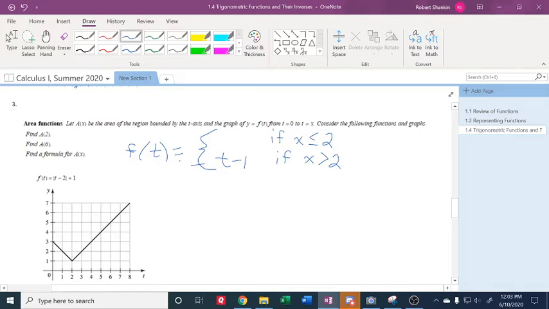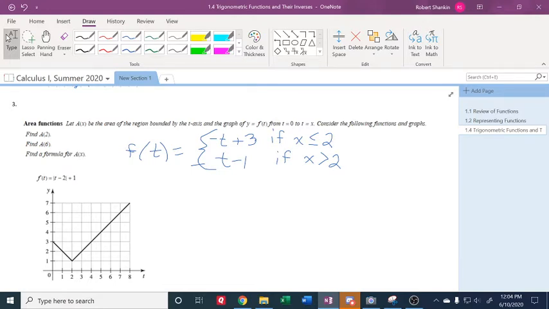If x is less than or equal to 2, so we're over on this half, then you get a line with slope negative 1 and whose y-intercept is 3. So it's negative t plus 3. So that's the function written as a piecewise function rather than as an absolute value function. It'll be easier for us to work with it like this.